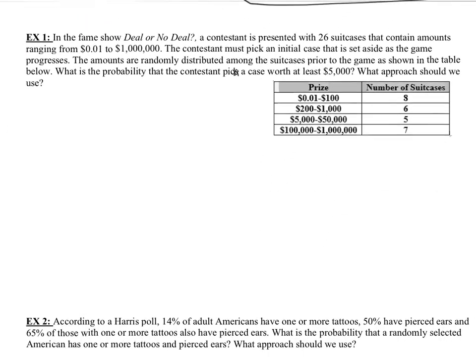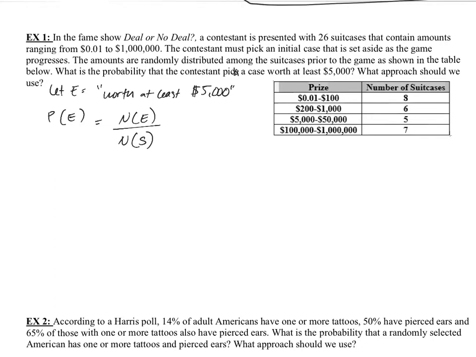So let's go ahead and use that technique. The probability of E. And what is E? Let E be worth at least $5,000. Okay, so the probability of E is going to be the number of E divided by the number in the total. So what is the number worth at least $5,000? So 5,000 or greater.